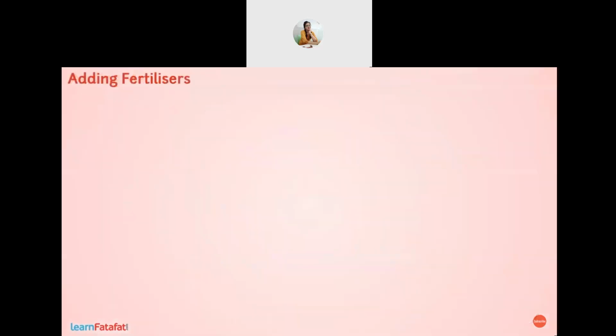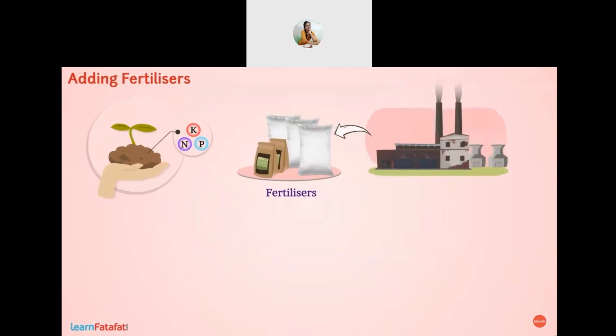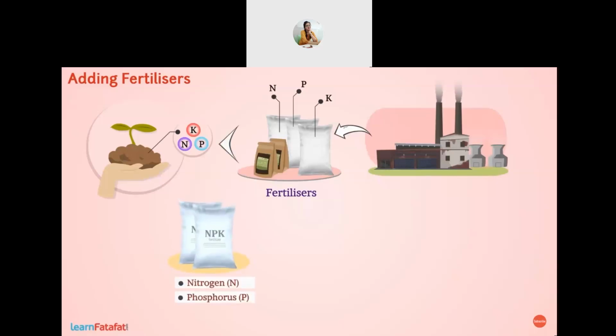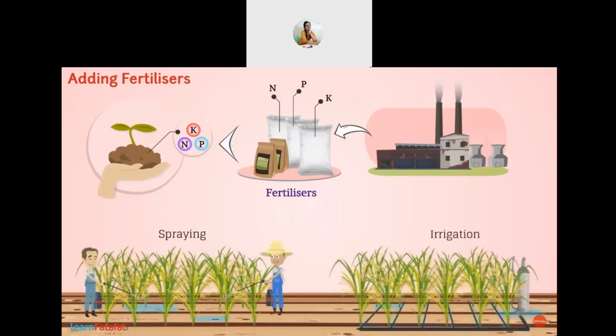Adding fertilizers. Another way of enriching soil with nutrients is by use of fertilizers. Fertilizers are chemical substances produced in chemical factories and are rich in particular nutrients. These are used to enrich soil with nutrients. For example, NPK contains nitrogen, phosphorus, and potassium nutrients. Other fertilizers are urea, ammonium sulfate, superphosphate, potash, etc. Fertilizers are provided to plants by spraying or through irrigation.